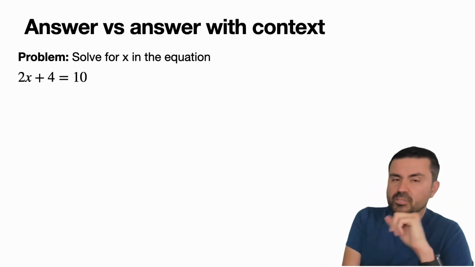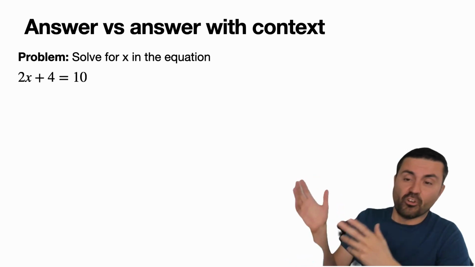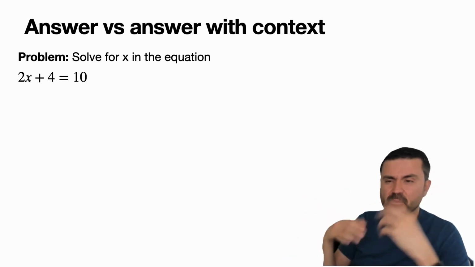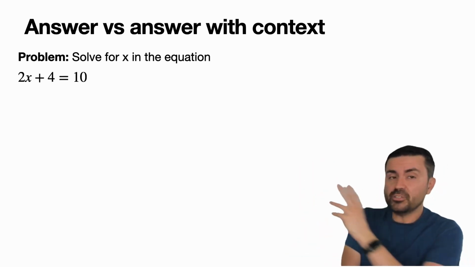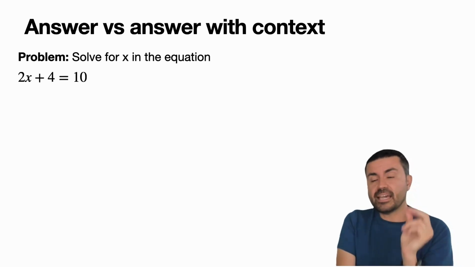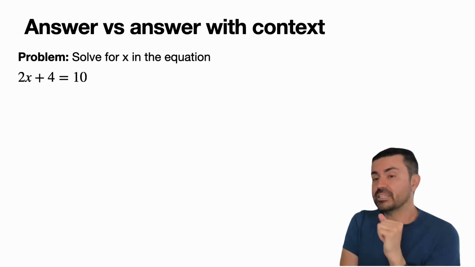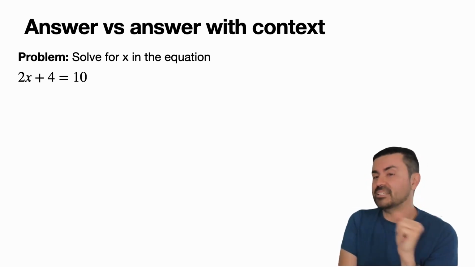And here's the idea behind a reasoning model. The idea is to make it solve problems, for example math problems, but anything that requires reasoning. So we're going to use this problem throughout the whole video. Solve for x in the equation 2x + 4 = 10. So the solution is x = 3.